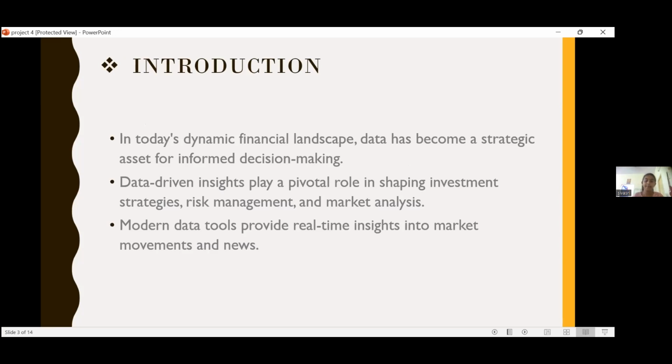Data-driven insights empower financial professionals with accurate and timely information. Investors can make more informed decisions based on historical trends, market sentiment, and economic indicators. Traders can identify potential opportunities and mitigate risks with a deeper understanding of the market. Modern data tools provide real-time insights into market movements and news.